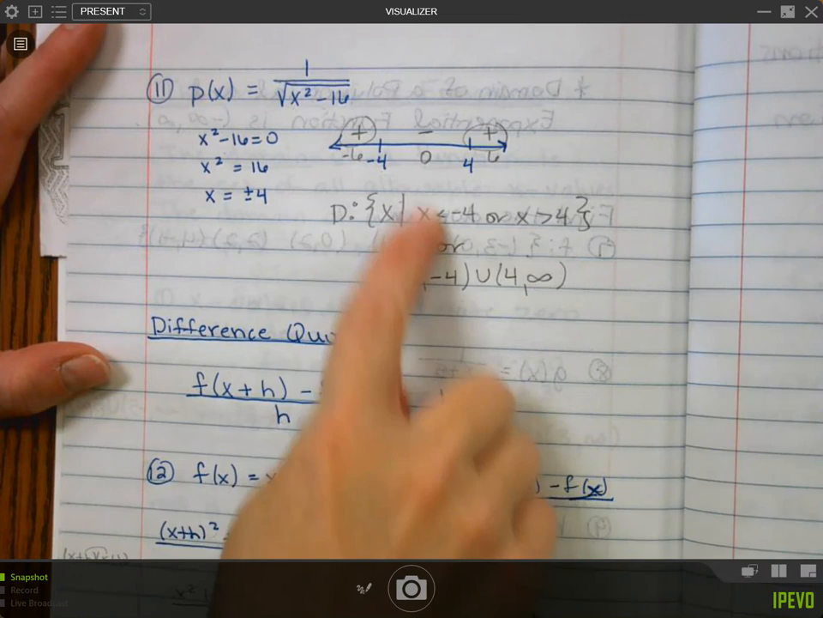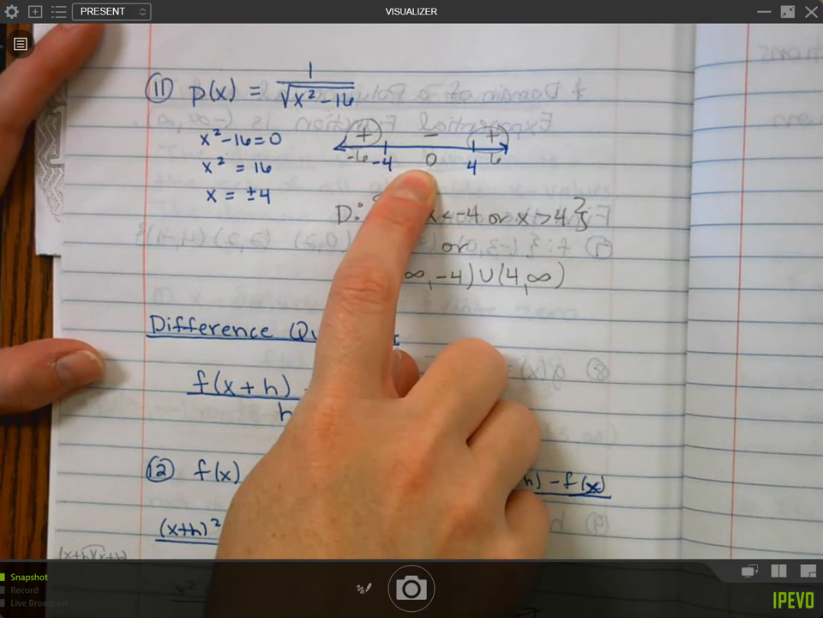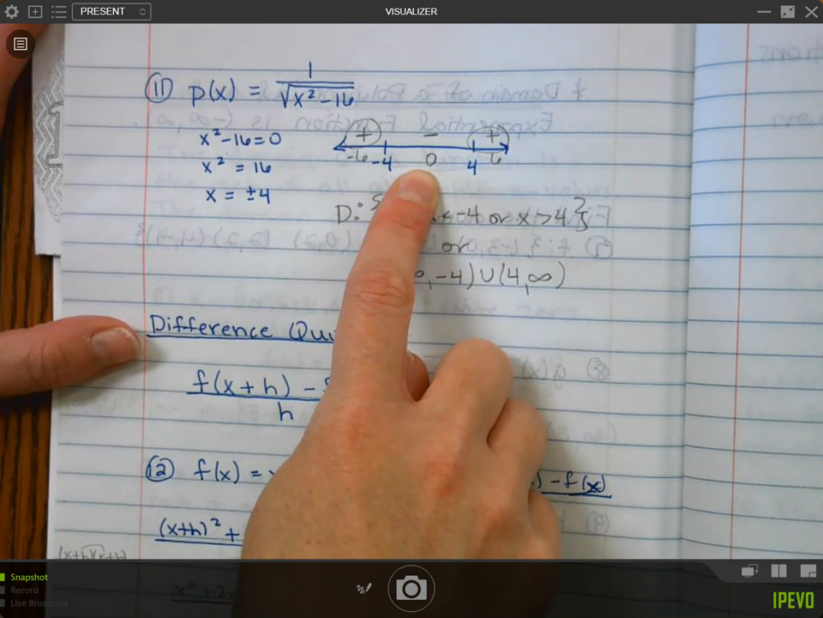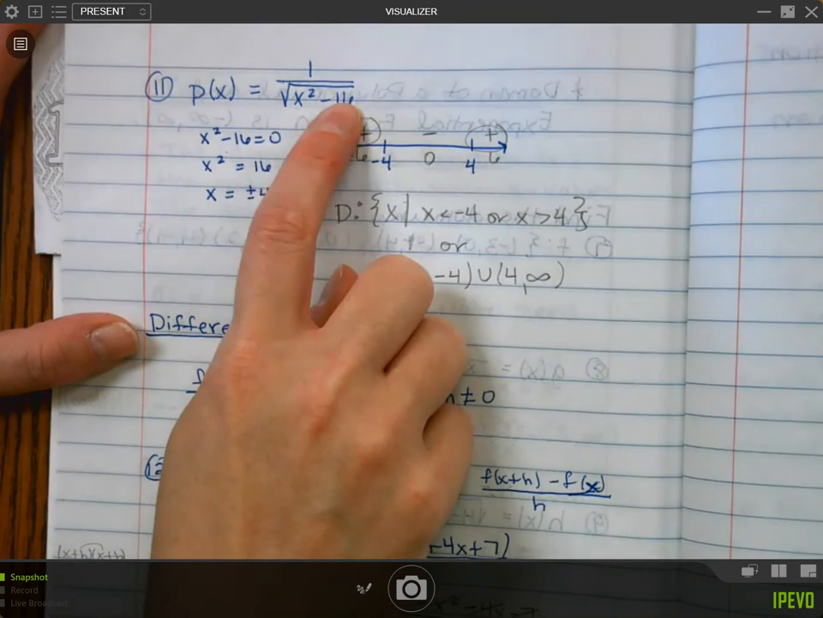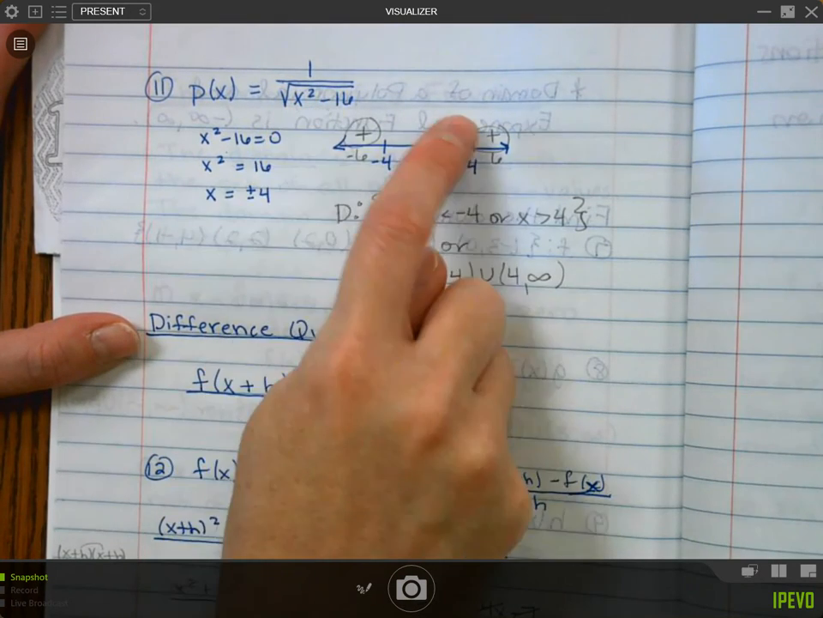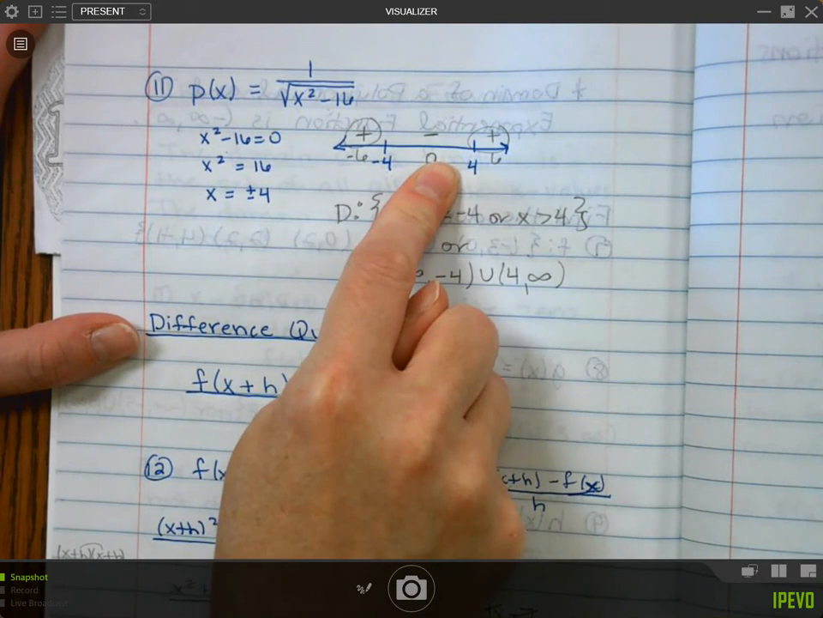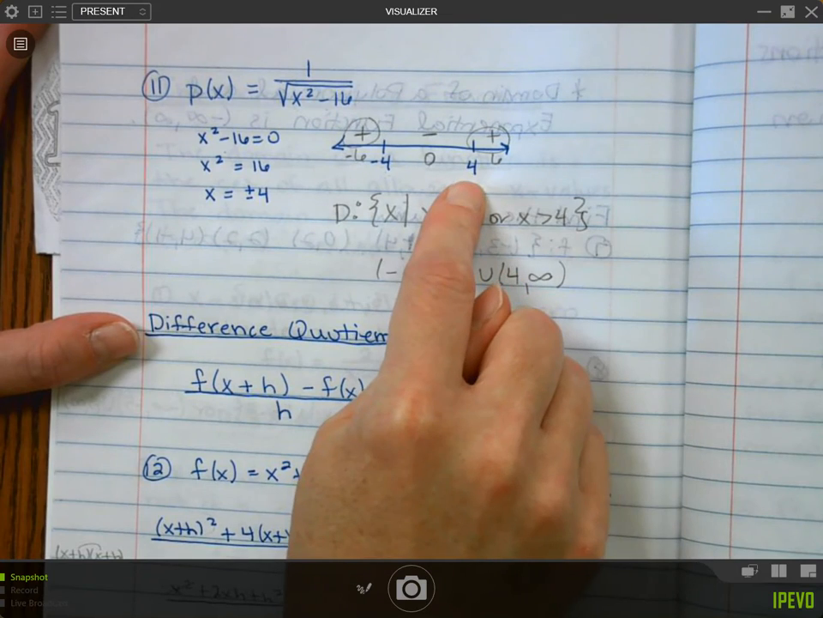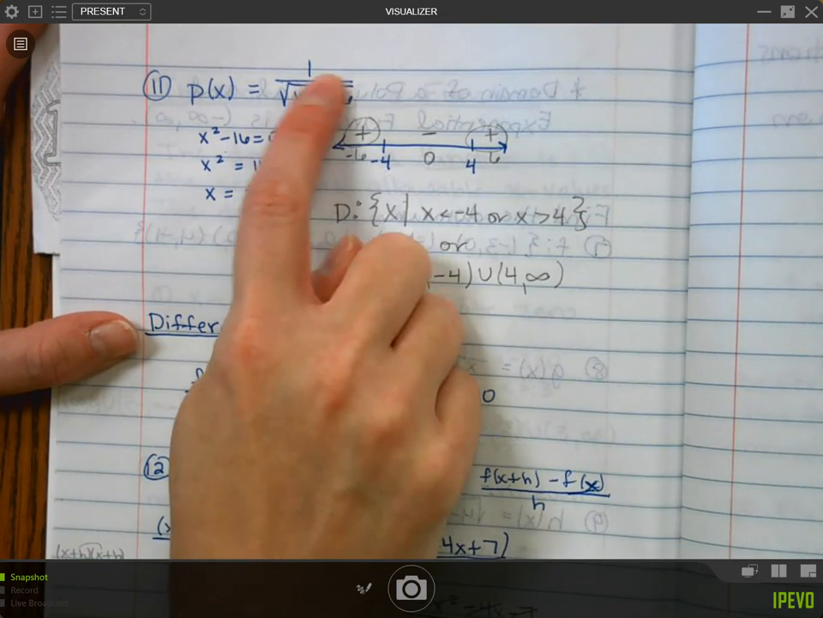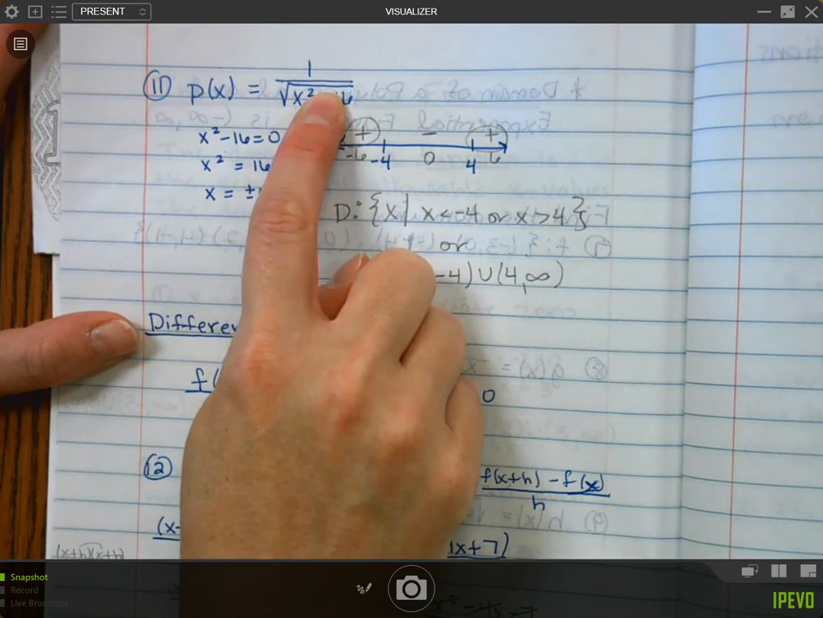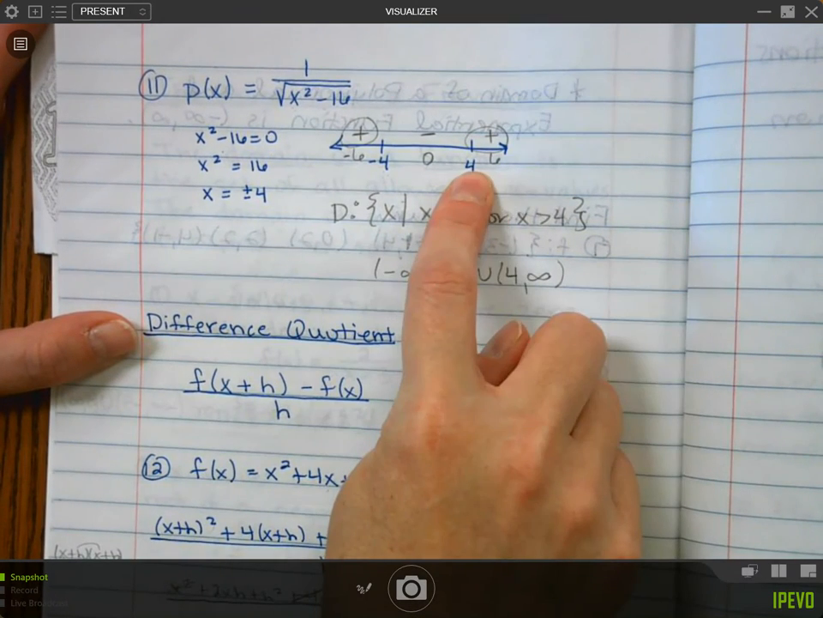Between -4 and 4, just pick a number in there. You could pick 1, you could pick 2, you could pick -3. I picked a 0. So 0 squared is 0, minus 16 gives me a negative. The square root of a negative is a no-no, so the numbers in there are a no. If you plug in a 4, again you get 4 squared is 16, minus 16 is 0. Square root of 0 is 0. Can't divide by 0. So 4 is a no.